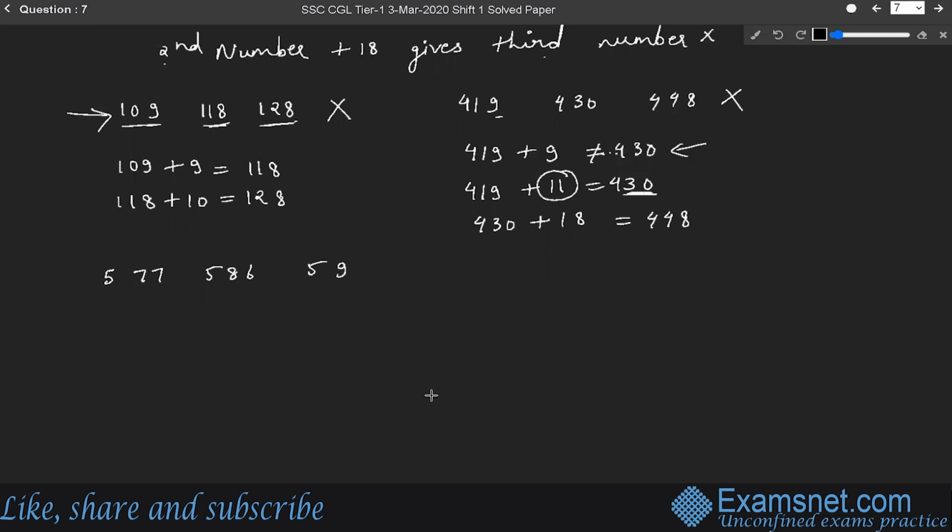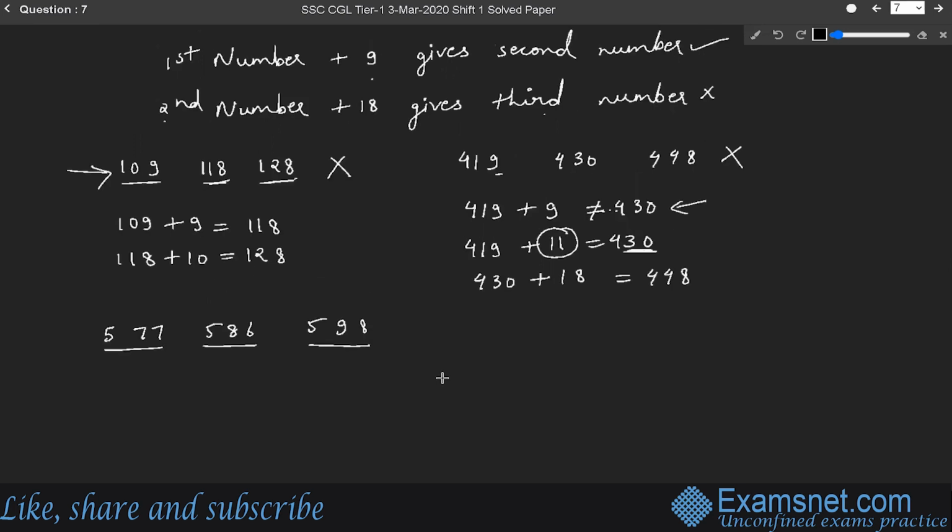Again, we have to use the same concept for this also. This is the first number, second number, and third number. Okay. So the concept is first number plus 9 gives the second number. So 577 plus 9 will be equal to 586. Yes, this part is correct. Now, second number plus 18 gives the third number. So the second number is 586. 586 plus 18 will not be equal to 598, because 586 plus 12 will be equal to 598, which is the given series of numbers.